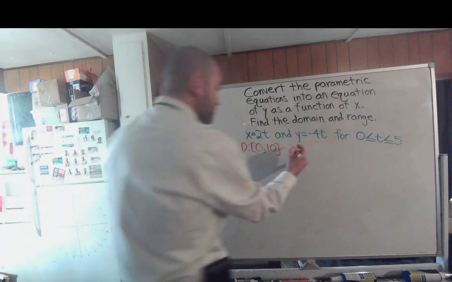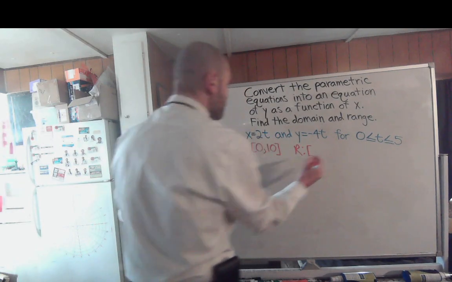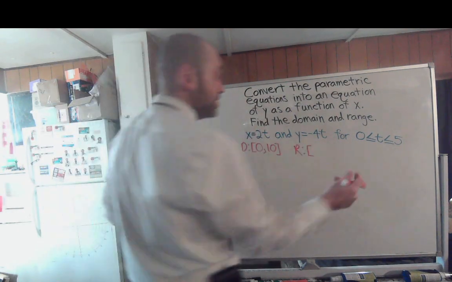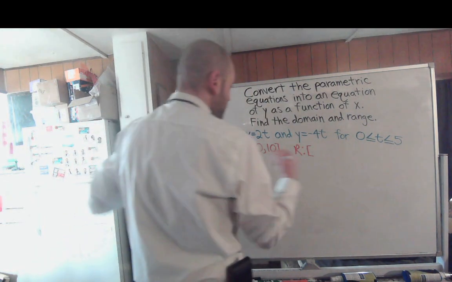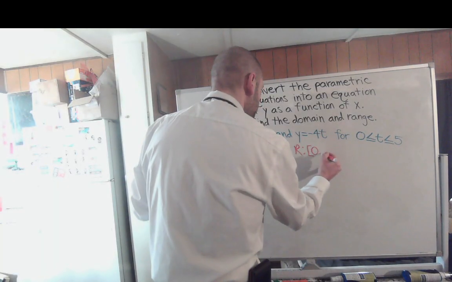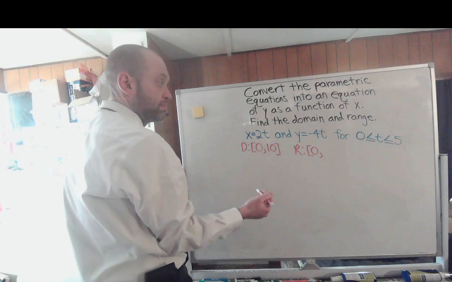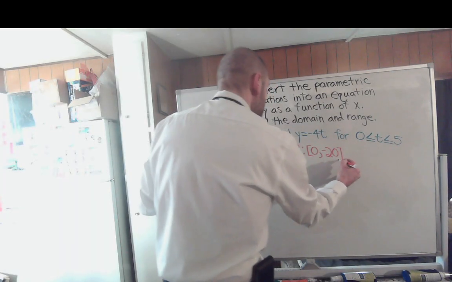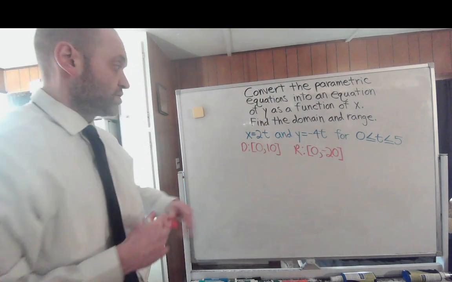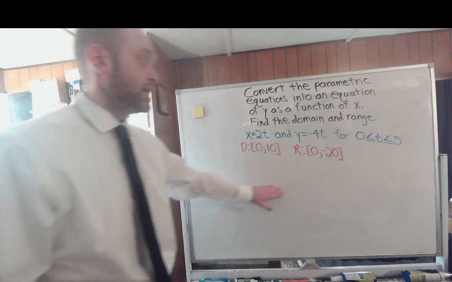And then we can find the range just as easily because the range is always your y value, right? Again, put in your lowest value of t. What is negative 4 times 0? That's 0. And then let's put in 5 for t. Negative 4 times 5 is negative 20. So those parts of the question were answered. You have a domain from 0 to 10 and a range from 0 to negative 20.